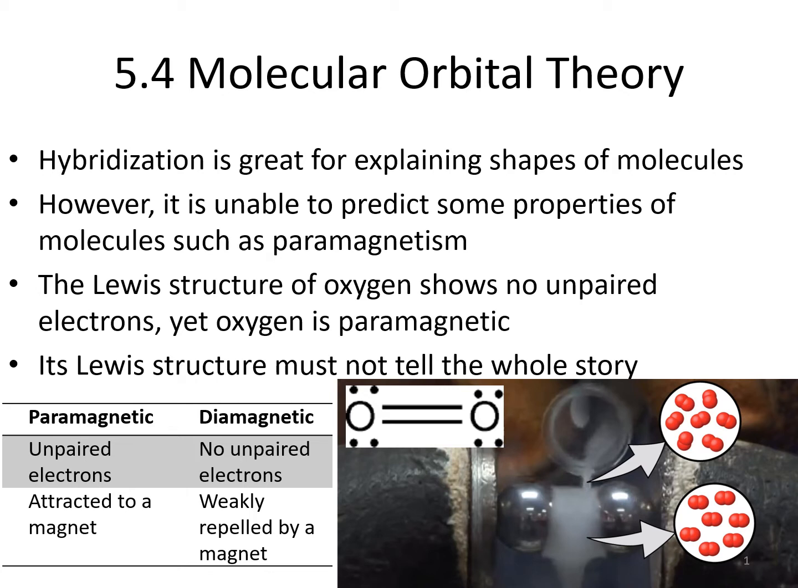When we draw the Lewis structure for the O2 molecule, we draw it with all of the electrons in pairs. However, when we test oxygen with a magnet, we see it is attracted to it, indicating that oxygen is paramagnetic. We need a bonding theory that explains the paramagnetism of oxygen and other molecules. That bonding theory is molecular orbital theory.